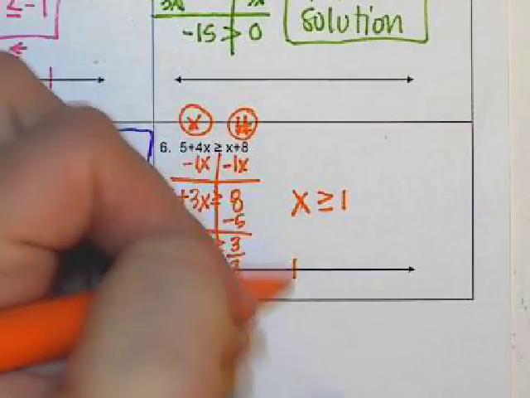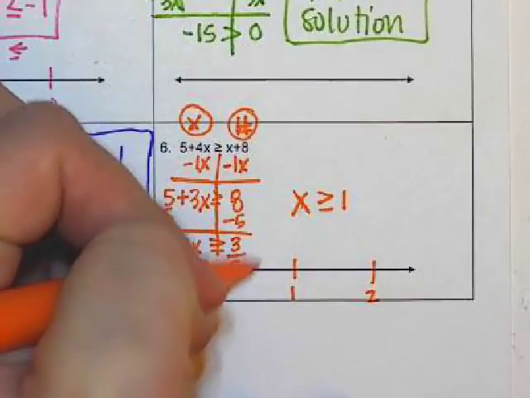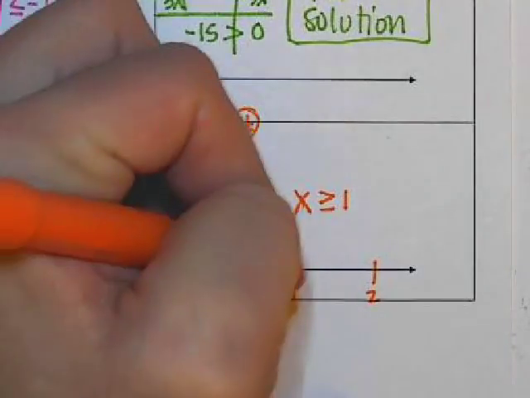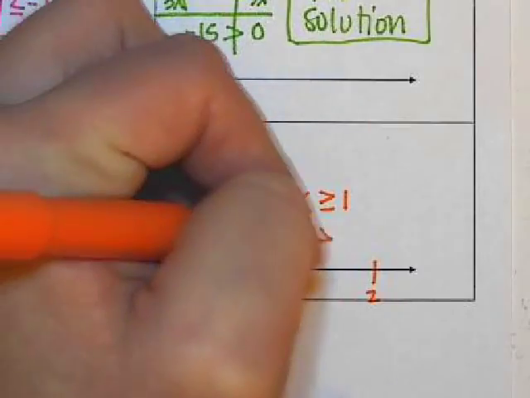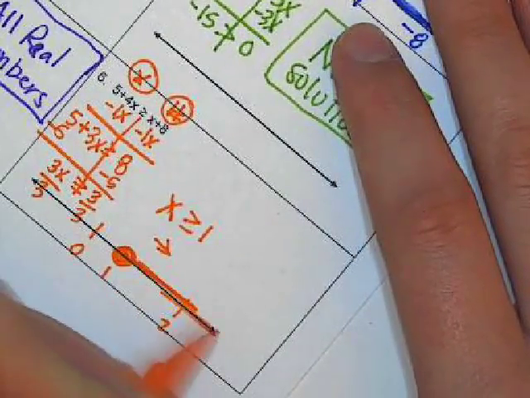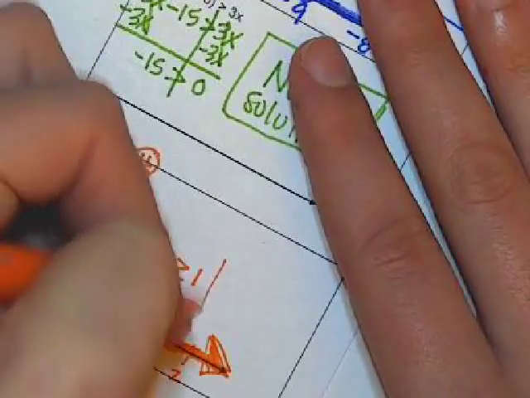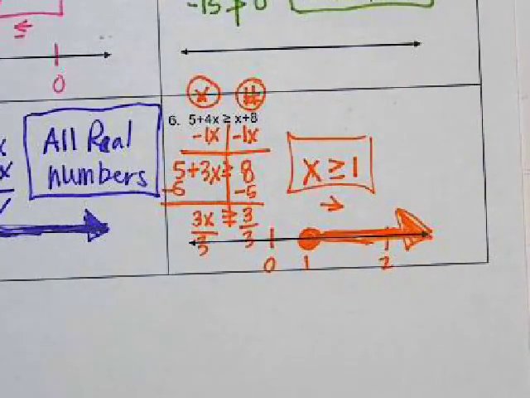1, 2, 0. Open or closed? Closed. Rewrite my symbol and I'm going to shade to the right. Exaggerate your shading. This is my answer. Questions? No. Okay. You guys are going to start on your practice now.